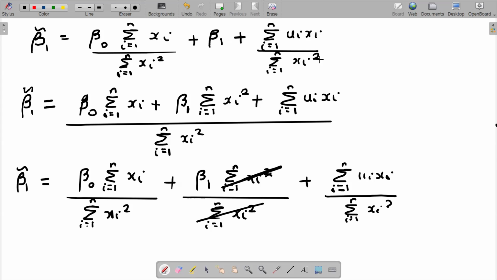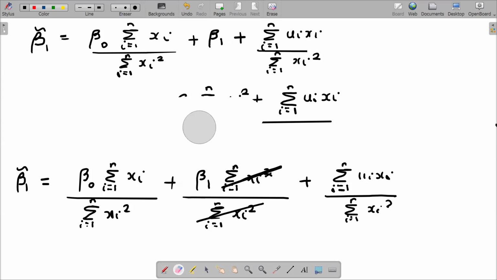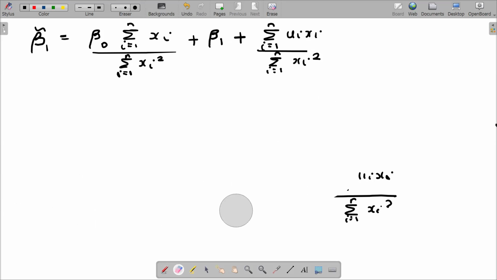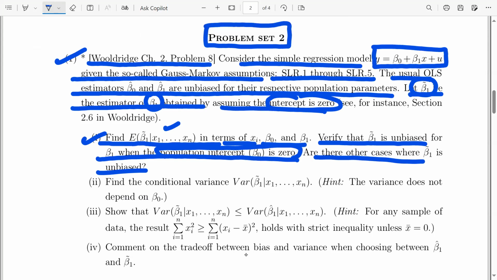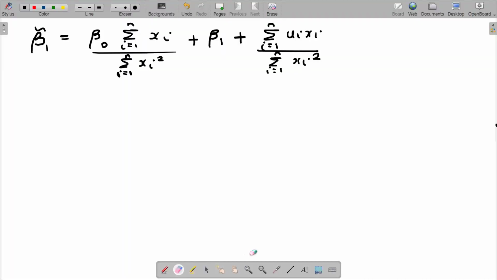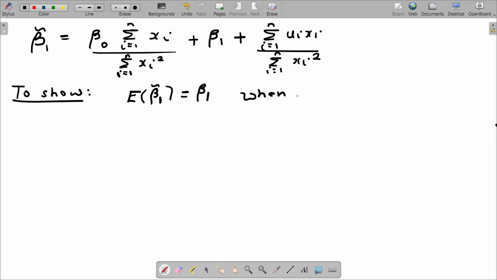Okay, so now what do I need to do? I need to show that beta 1 tilde is unbiased, and we are given that beta naught is equal to 0. Remember, if I come back to the problem set, we are given that the population intercept beta naught is 0. And I need to verify that beta 1 tilde is unbiased when beta naught is equal to 0. So to show, I need to show that the expected value of beta 1 tilde will be equal to beta 1 when beta naught is equal to 0. This means that beta 1 tilde is unbiased.